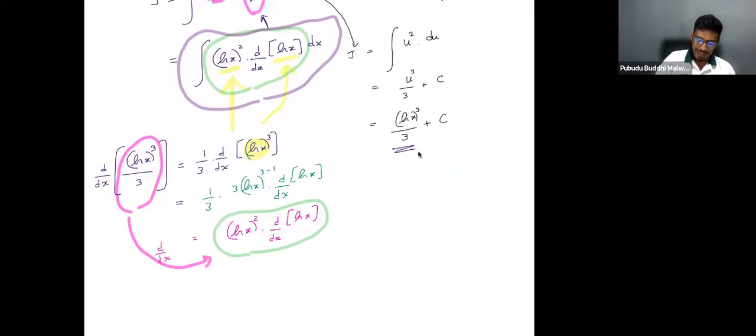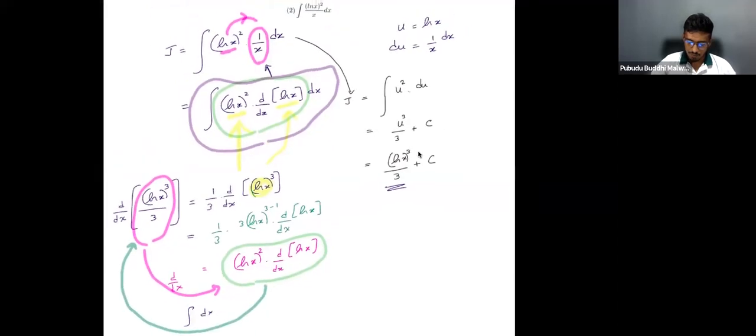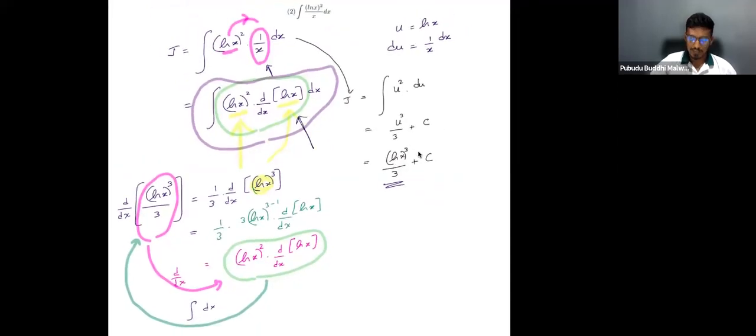Hence the antiderivative of this answer is the original function that we did differentiate. So like this. Now I think if you think carefully, you can understand why did I create this form initially to identify the substitution, right?